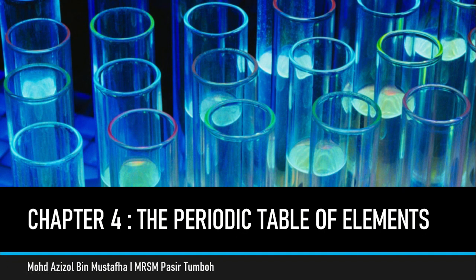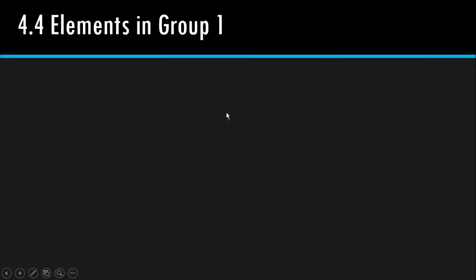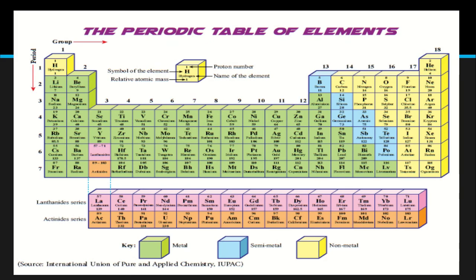Okay, today we are going to learn chapter 4, the periodic table of elements. So we are going to continue our lesson for 4.4, elements in group 1. Okay, so elements in group 1 are located in the first column in the periodic table, from lithium until francium.